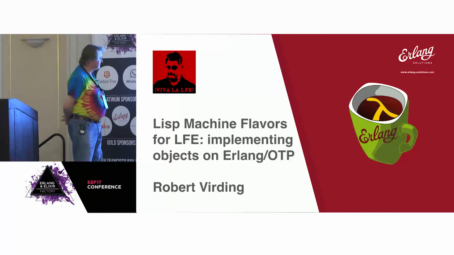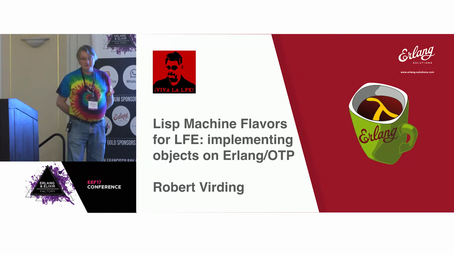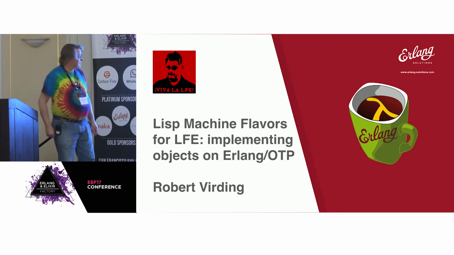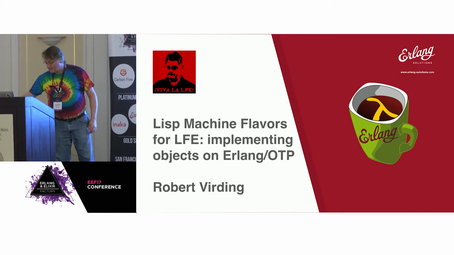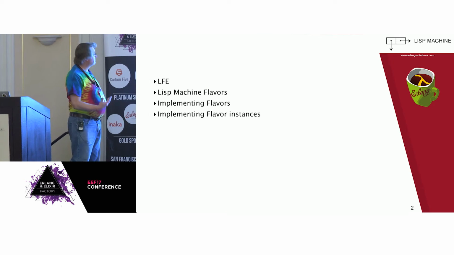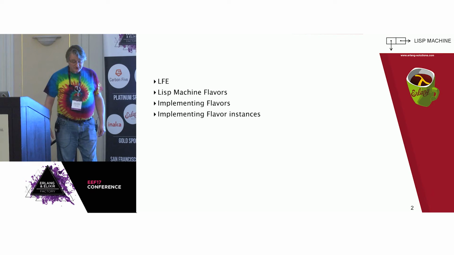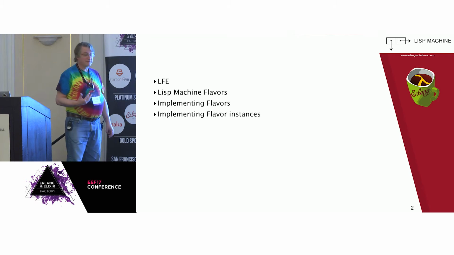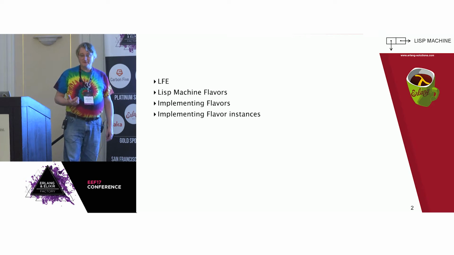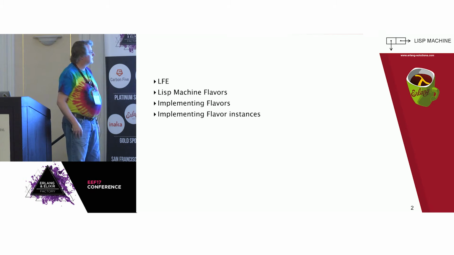On top of LFE, we'll just look at some ways of implementing them and some effects of them. So, a bit about LFE, a bit about Lisp Machine Flavors, implementing the flavors, and also implementing flavor instances, the actual objects themselves. We'll go all the way down, right?